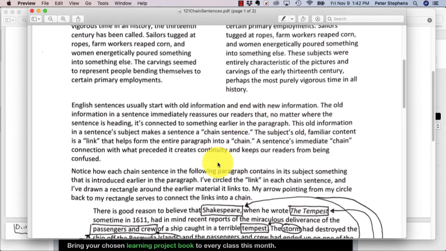All right. Then we read over this paragraph. This is a really essential paragraph. I'll read it with you. English sentences usually start with old information and end with new information. The old information in a sentence immediately reassures our readers that no matter where the sentence is heading, it's connected to something earlier in the paragraph. The old information in a sentence subject makes a sentence a chain sentence. A subject's old familiar content is a link that helps form the entire paragraph into a chain. A sentence's immediate chain connection with what preceded it creates continuity and keeps our readers from being confused.